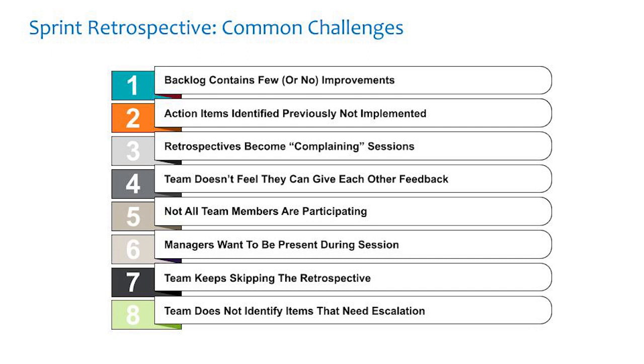Team keeps skipping the retrospectives. Like I said, this is very common to be canceled. That is a mistake. Team does not identify items that need escalation. So as we talk about what our issues are and how we can improve, some of those issues are going to be more important than others, and they should be identified.